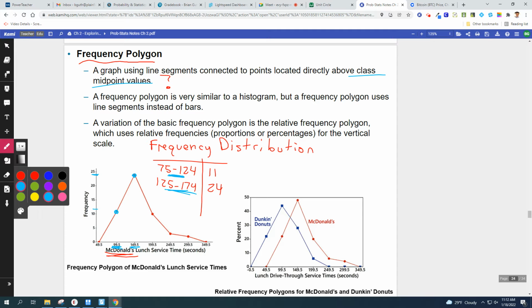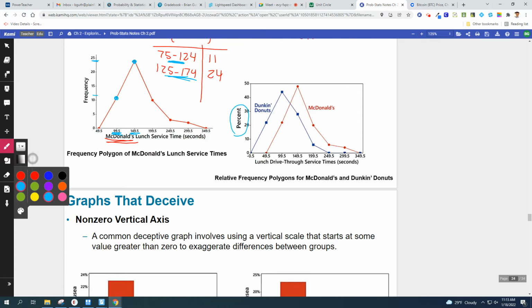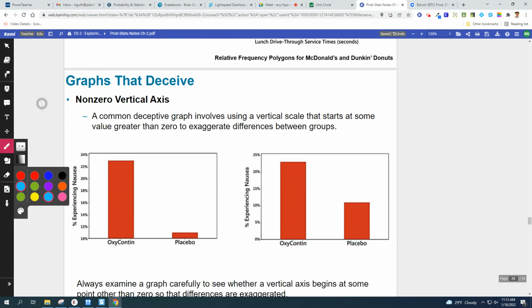A variation of the basic frequency polygon is the relative frequency polygon. Remember, when they're talking about relative frequencies, they're talking about percents. And so here was the other example we did about Dunkin' Donuts and McDonald's, but now we're talking about percents here.